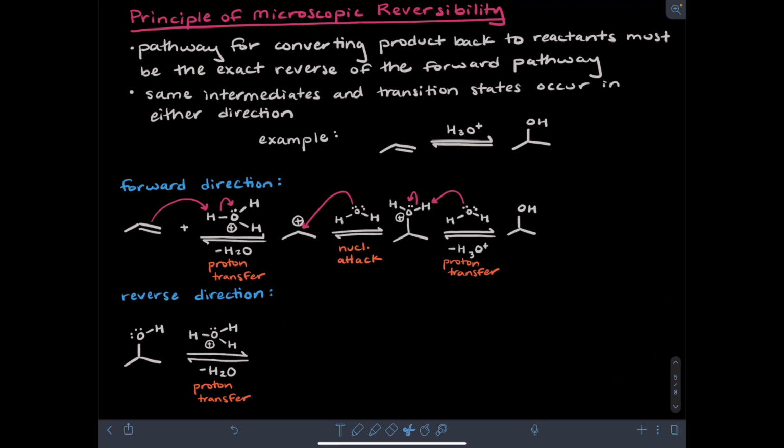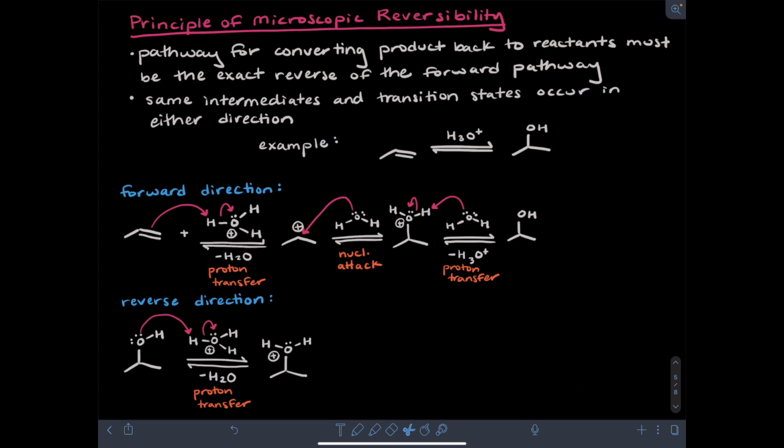In the first step of the reverse direction, the alcohol would be protonated by H3O+ to form a cationic intermediate. Notice that this cationic oxygen intermediate is the same one I encountered in the forward direction as well. Now that it's been protonated, the oxygen is a good leaving group, and it could leave in the form of water.